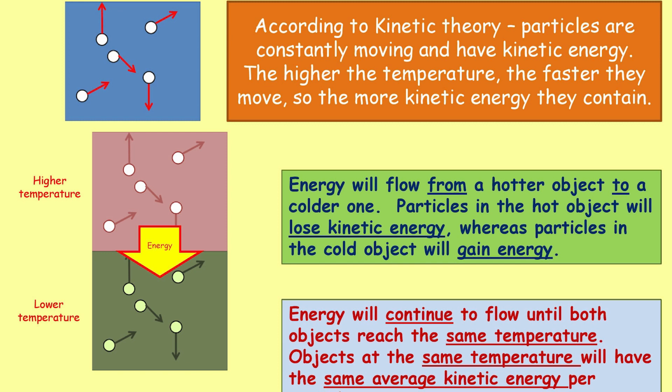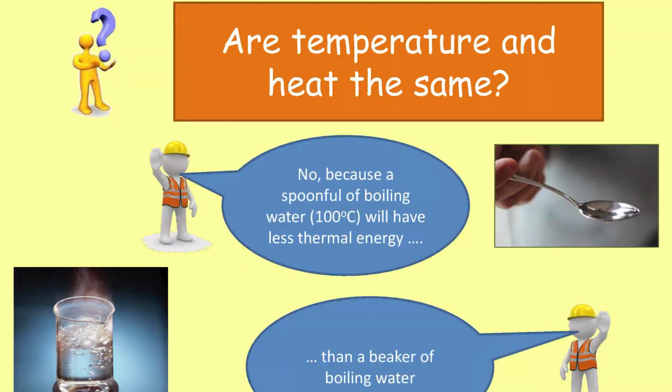Energy will flow from a hotter object to a colder object. A particle in the hotter object will lose kinetic energy, whereas the particle in the colder object will gain energy. Energy will continue to flow until both objects reach the same temperature. Objects at the same temperature will have the same average kinetic energy per particle.